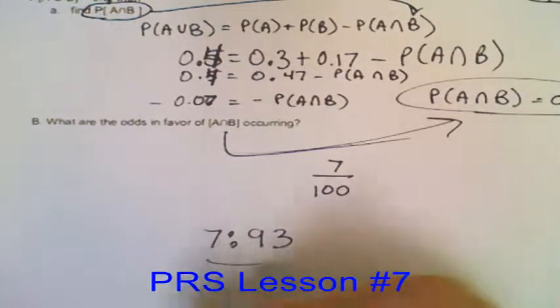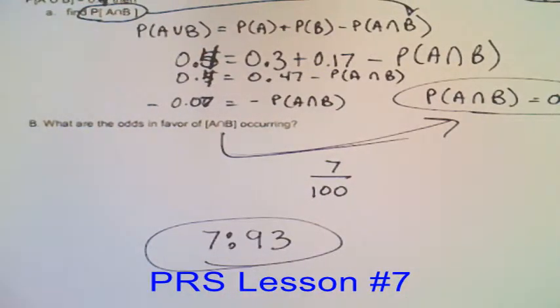Going along with this then, B, what are the odds in favor of this occurring? Now, that there is 0.07. As a fraction, that would be 7 out of 100. I'm looking for the odds in favor. There are 7 favorable events. 7 out of 100 is the probability. If there are 7 good events, there are 93 bad events. So 7 to 93 are the odds in favor of this occurring. And so that's what you end up getting.